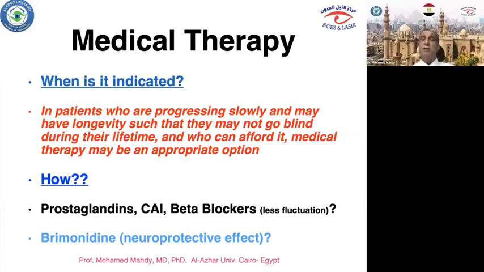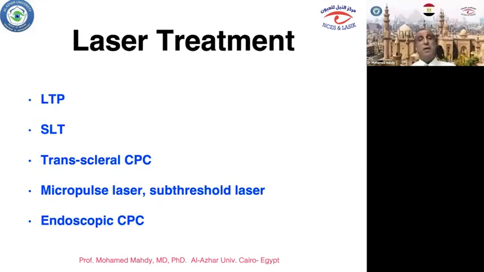How are you going to prescribe medication for such cases? We have to prescribe medication with less fluctuation of intraocular pressure, like prostaglandins, carbonic anhydrase inhibitors, and beta blockers. Brimonidine and its neuroprotective effect could play a role here, but it's not that much.